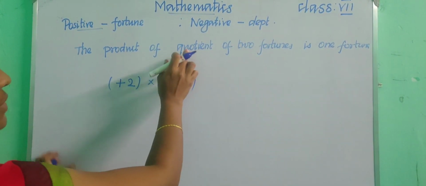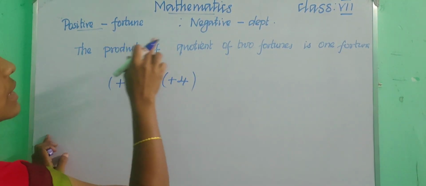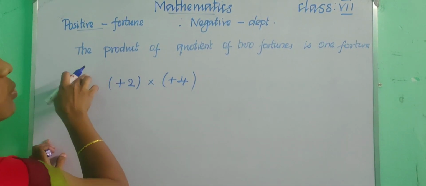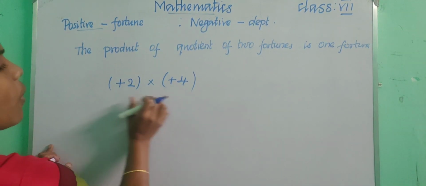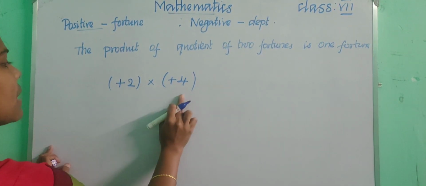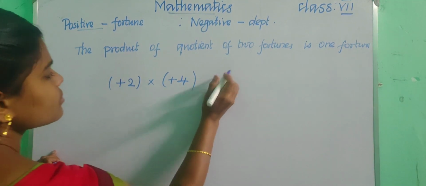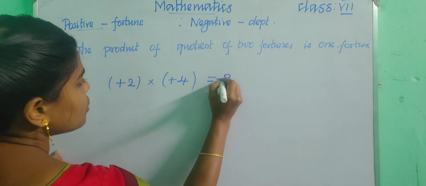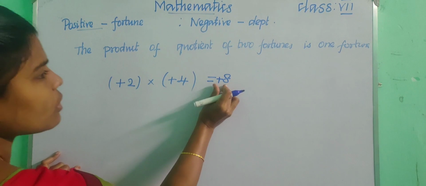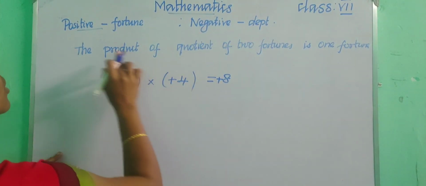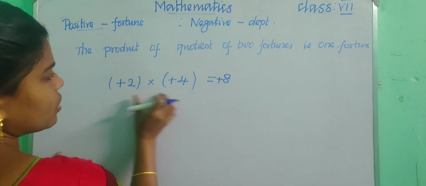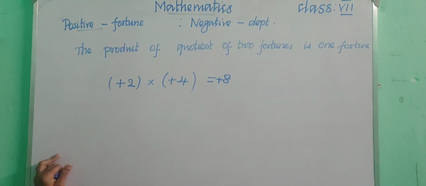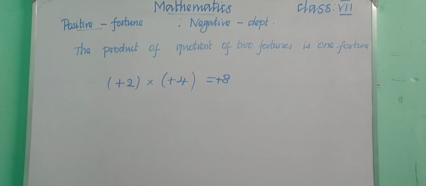Children, quotient means, in a division, the number we get as the answer. So if these are positive quotients and you multiply them, what will you get? 2 fours are 8, so plus 8. It is also a fortune, right? The product or quotient of two fortunes is a fortune. So let us see the next rule.